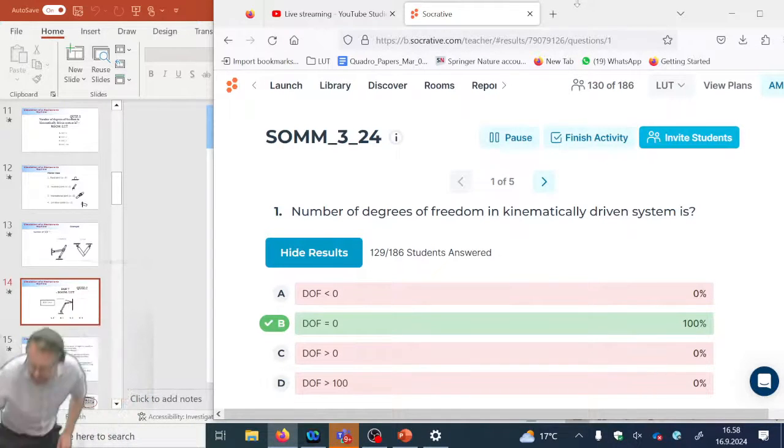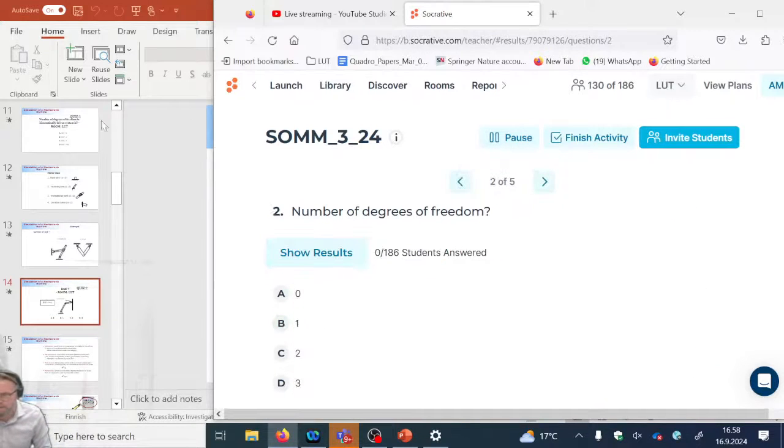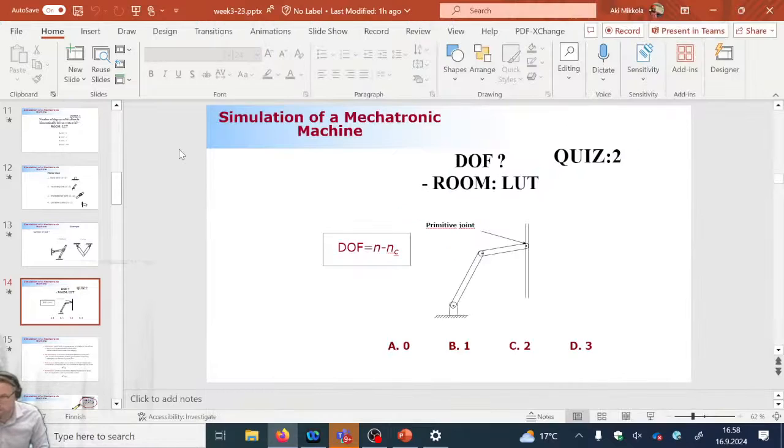Another 100%. Okay. What is going to be the number of degrees of freedom in this case, which is this mechanism here? Okay, count the number of moving bodies. Count the number of revolute joints. Count the number of primitive joints and do the math.